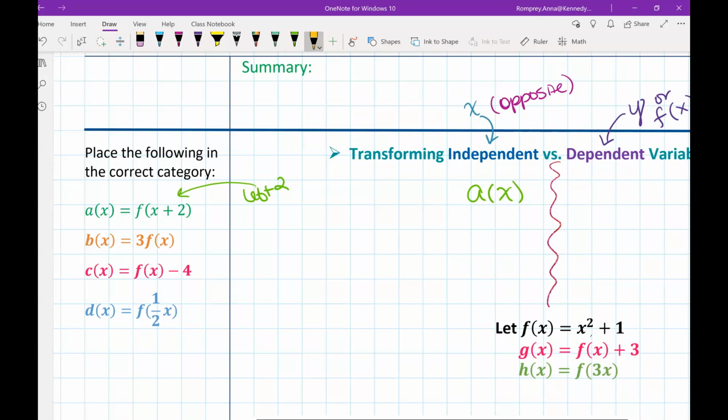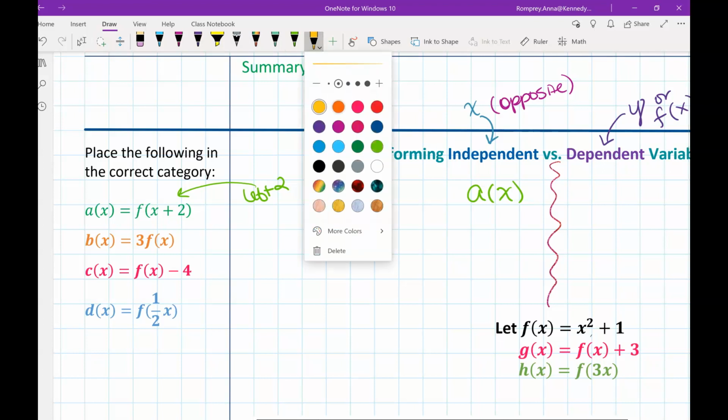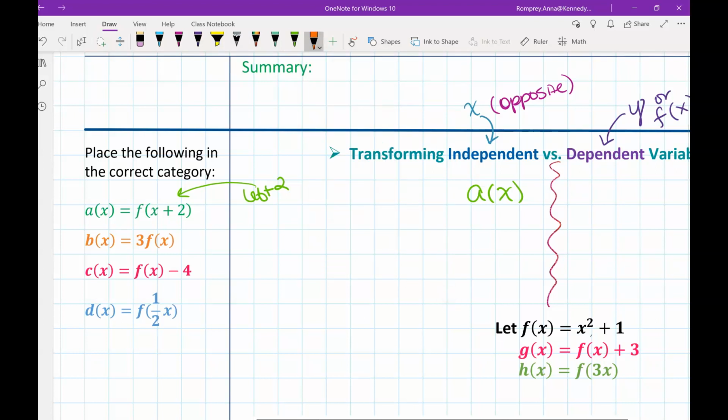All right. Now let's look at b of x. So first thing, inside or outside? Well, that 3 is outside the parentheses, so this is affecting my y values. So I'm going to take all of my original y values, and they're going to be multiplied by 3. So that is going to be a vertical stretch.